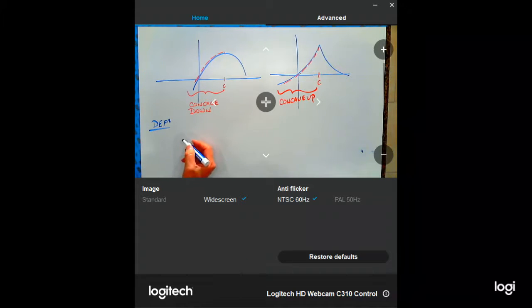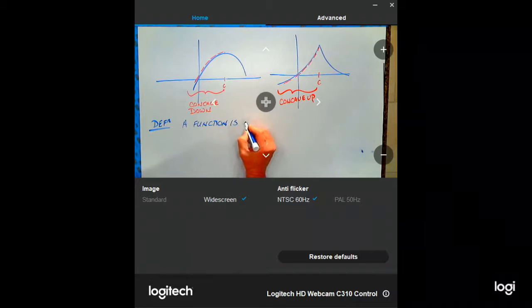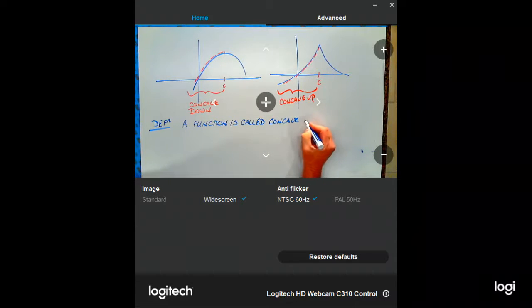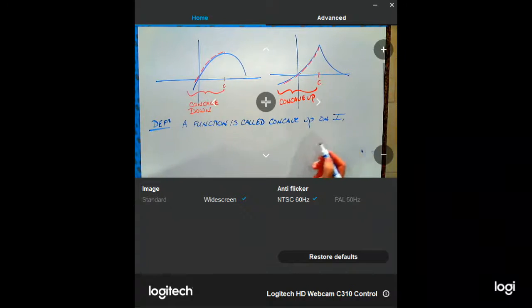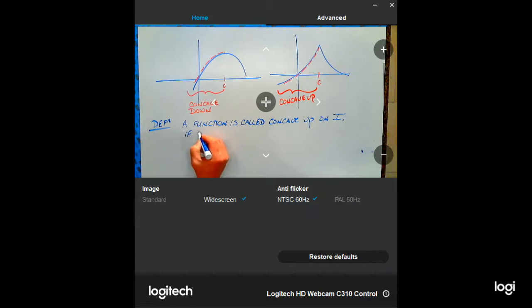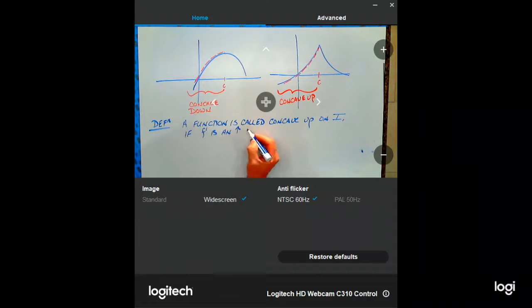It says a function is called concave up on I, where I is some interval, if f prime is an increasing function on I.